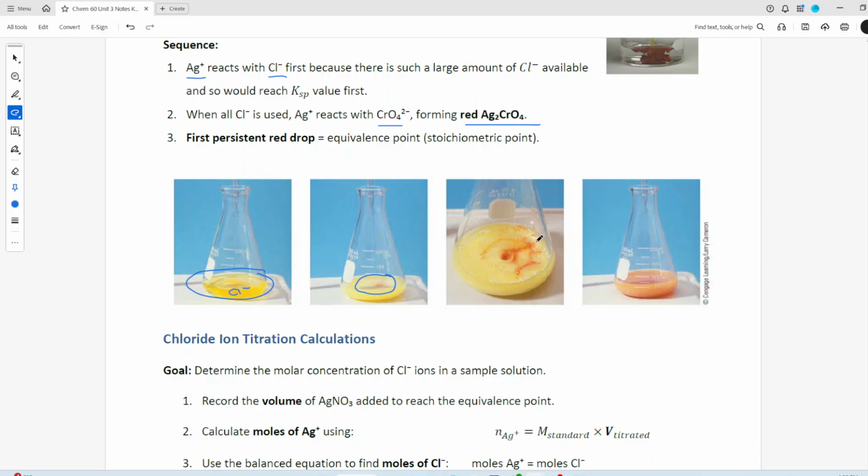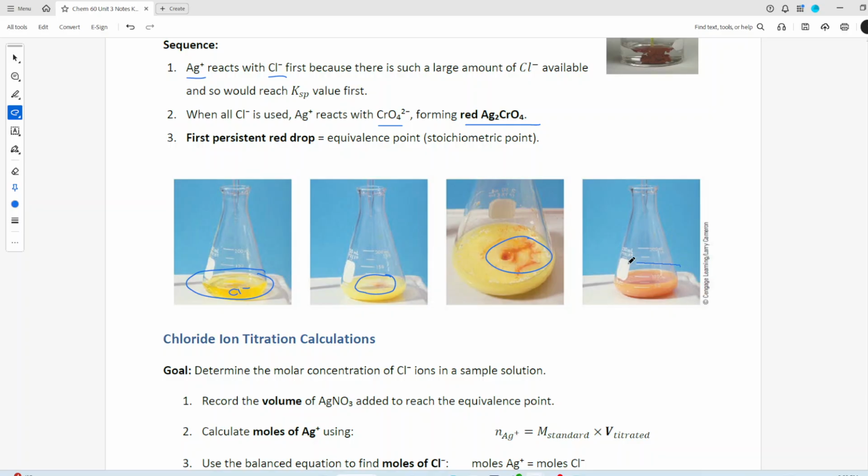But as soon as you get a persistent red, so you'll get to a place where you're going to start precipitating the chromate ions as red, and you'll get this flash of red, but when you stir it around a little bit, the red will disappear. Your endpoint will be when that red doesn't disappear. So it'll kind of take on this tinge.